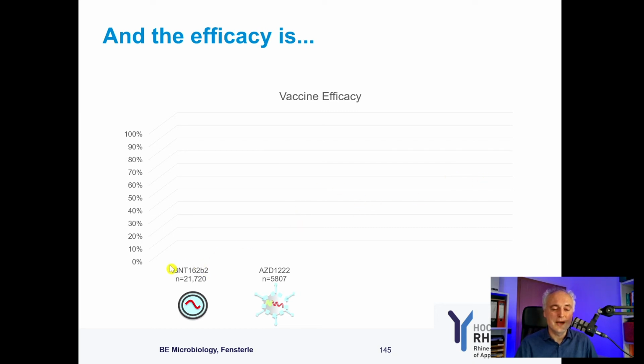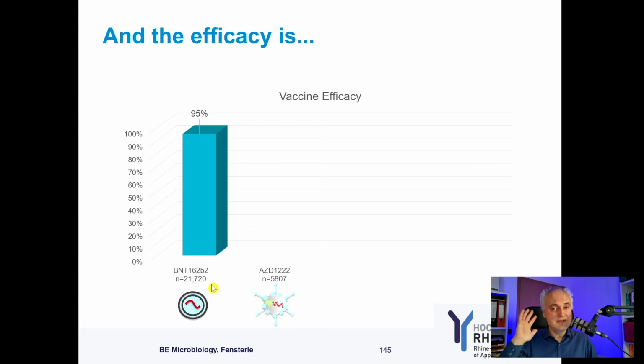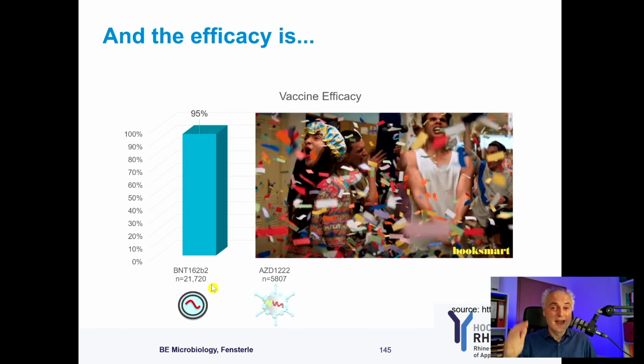And for example, the Biontech vaccine, 21,720 people have been vaccinated in the phase 3 study with the RNA encoding for the viral surface protein. And there were another 20,000 people which were vaccinated with a control. So 20,000 people have received the vaccine, and the efficacy for the Biontech vaccine was 95%.